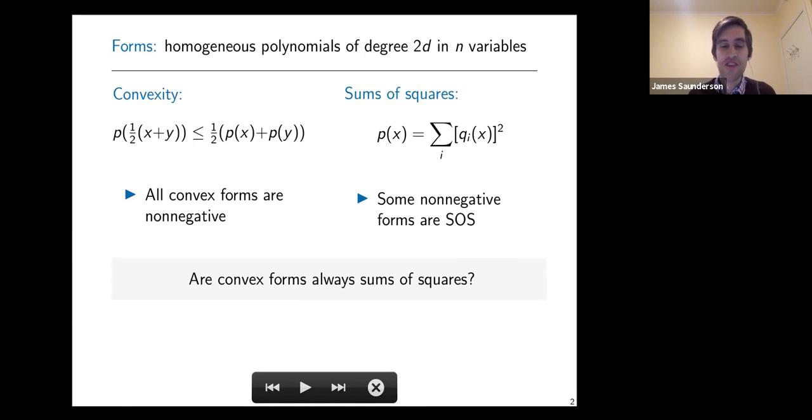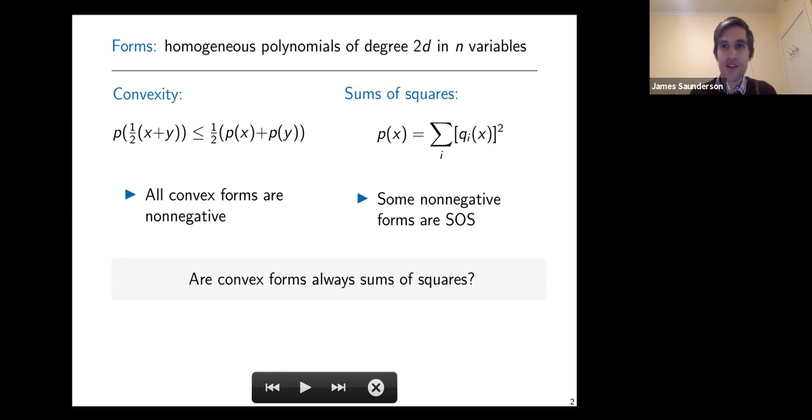And so what are our favorite non-negative polynomials? Well, those are sums of squares. A homogeneous polynomial is a sum of squares if it's a sum of squares of other polynomials. What's the main thing we know about sums of squares? Well, they're certainly non-negative. They're our favorite non-negative things. Some non-negative forms are sums of squares, but not all non-negative forms are sums of squares.